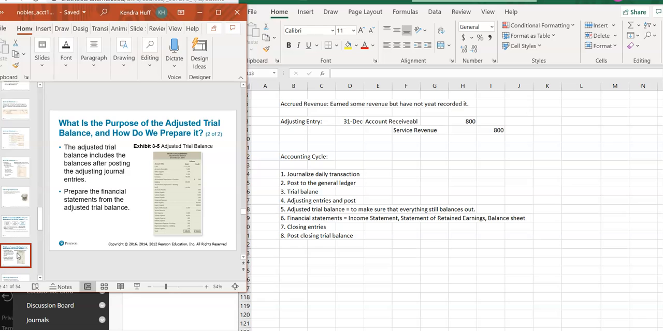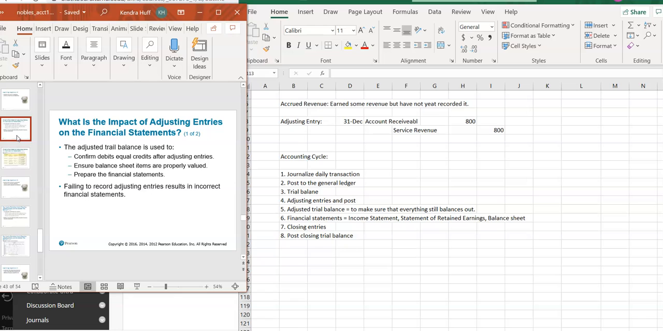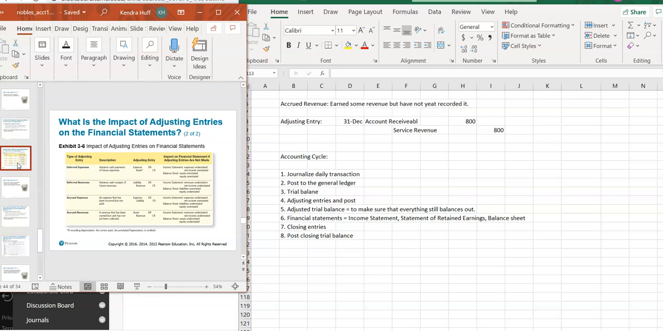Okay, so here's the adjusted trial balance. So it's the same thing as a trial balance, but it's after you've posted your adjusting entries. All right, let's see what last little things are left in this chapter. Well, you might read this. This is just, if you don't do your adjusting journal entries, then your income statement and your balance sheet are not correct. You won't have a test on this, but you might want to look over how it affects your income statement and your balance sheet. All right, for instance, if I forget to accrue this revenue, then my net income is going to be too low and my assets are going to be too low.